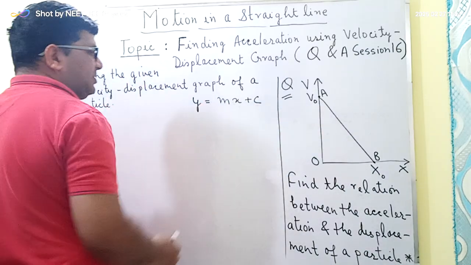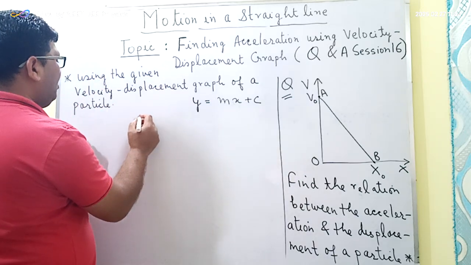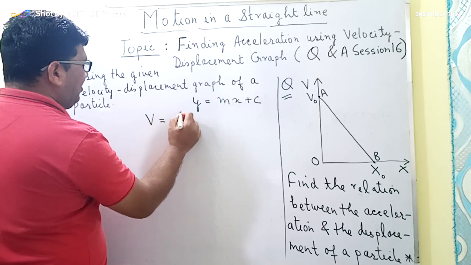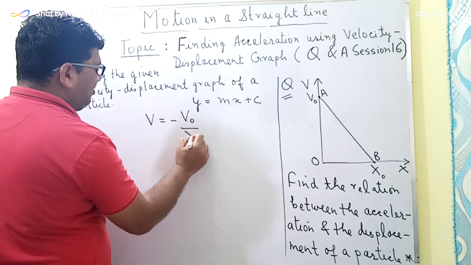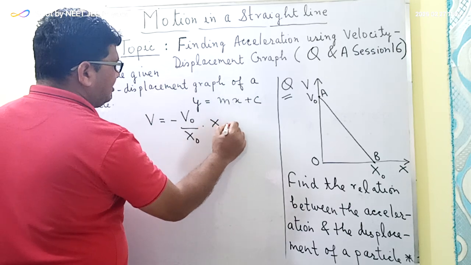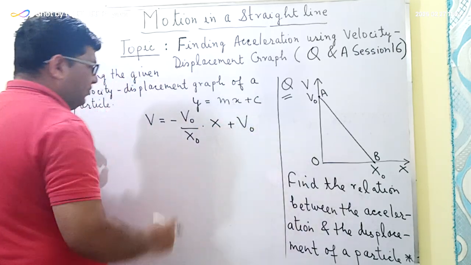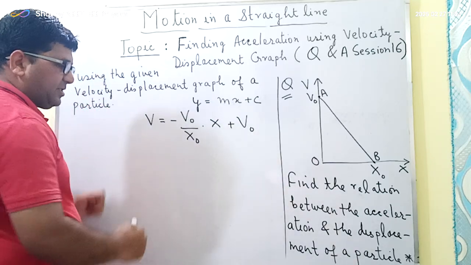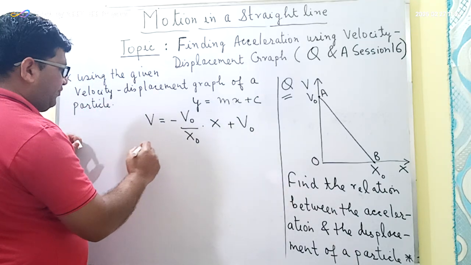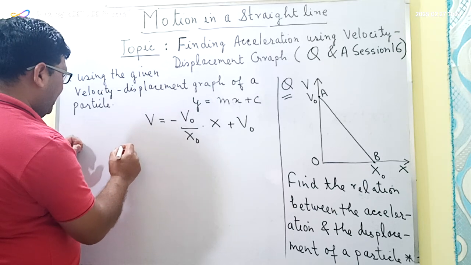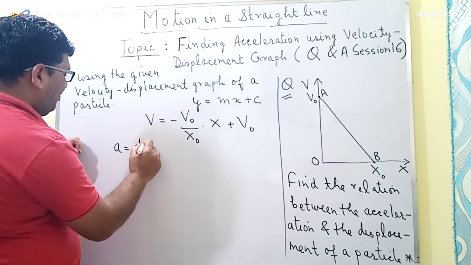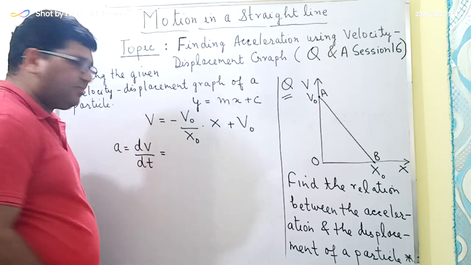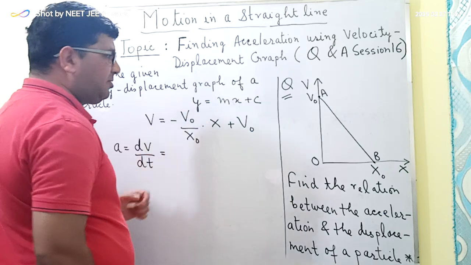With the help of this line equation, we got the relation v = -(v0/x0)x + v0. We will continue from here in order to find the relation between the acceleration and the displacement of the particle. Now we know that the acceleration is equal to dv/dt, so I will be differentiating this equation with respect to t. Here v0 and x0 are constants.